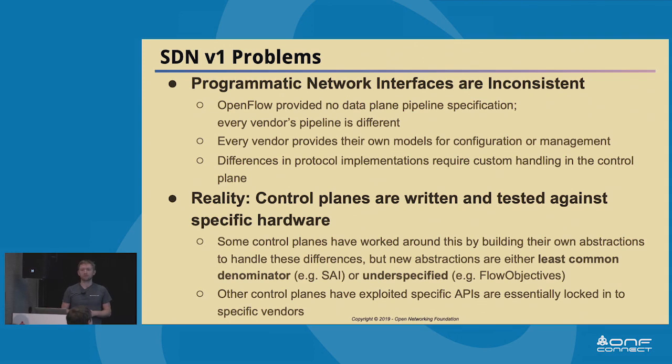But if you followed along, there were a few problems that people encountered as they started to implement some of these solutions. First, a lot of the programmatic network interfaces were inconsistent. OpenFlow, for example, didn't provide a data plane pipeline specification, which packet headers could be parsed and which tables they could be put into. Every vendor provided their own models for configuration and management, and there were differences in protocol implementations that required custom handling in the control plane.